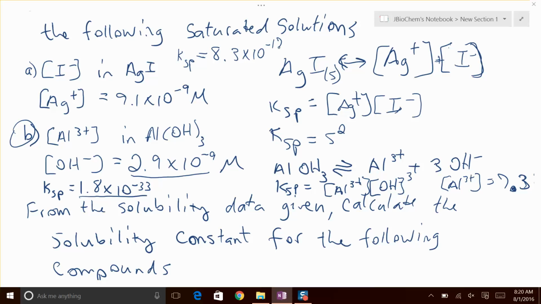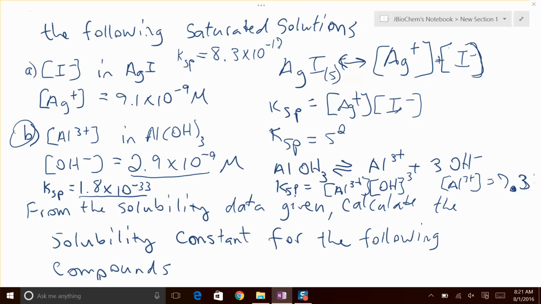So the only time they wouldn't be equal to each other is in the case where there's some type of coefficient or subscript. If it dissociates to have a coefficient, then it will not be the same concentration. But if it dissociates into 1-to-1 ratios, then everything there would be the same.